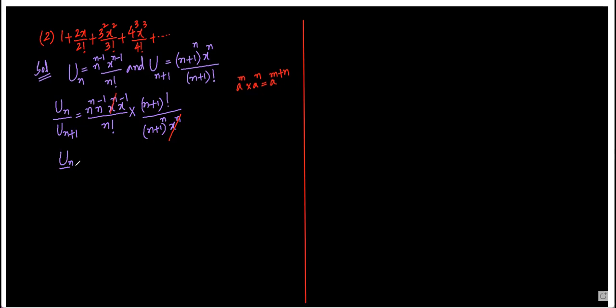u_n by u_{n+1} equals n^n as it is, n^(n-1) also, x to the power of n minus 1, and n factorial also as it is, into x to the power minus 1, that we can write here later on. Here we write x^(-1) by x. Then for this (n+1) factorial, we use the factorial formula: n factorial equals n into (n-1) factorial. This is the formula we are using for this factorial.